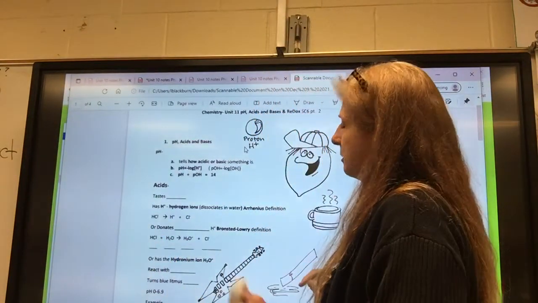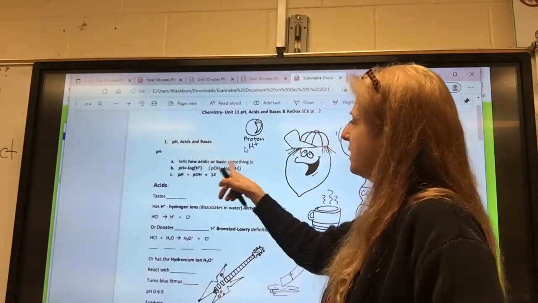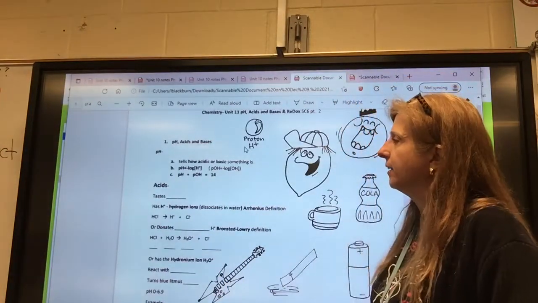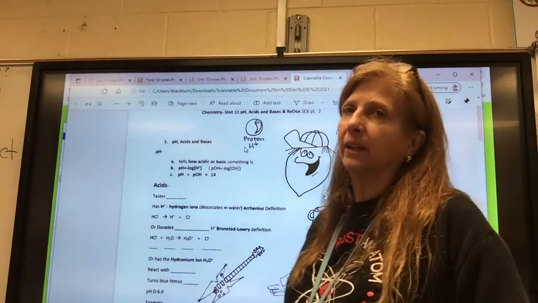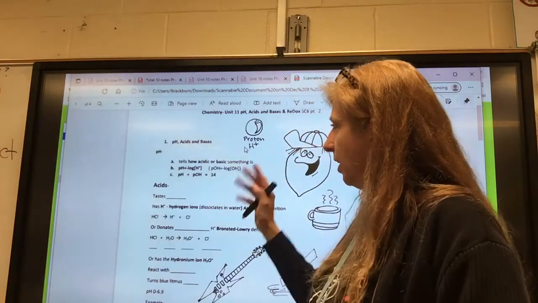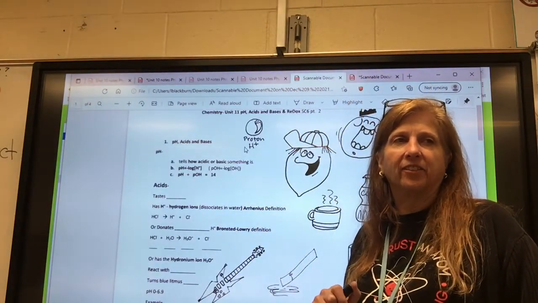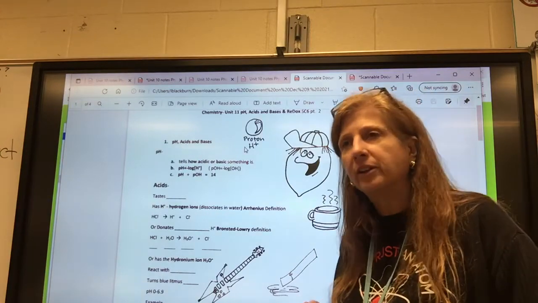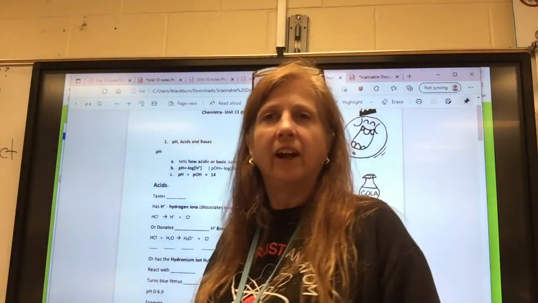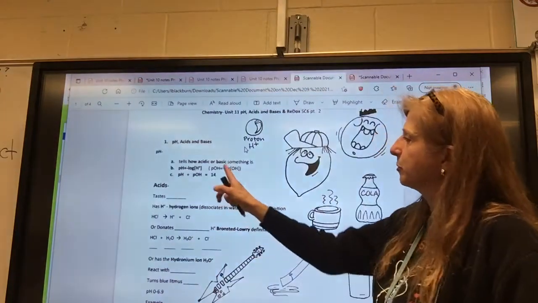Okay, you already know a lot about acids and bases, so this shouldn't take too long. So pH, acid, and bases. pH tells how acidic or basic something is. We have 2 formulas here for pH and pOH. This is fun because we get to use that button on the calculator that says log. Haven't you always wanted to use all the buttons on your calculator? And so we get to do some problems where we use it.